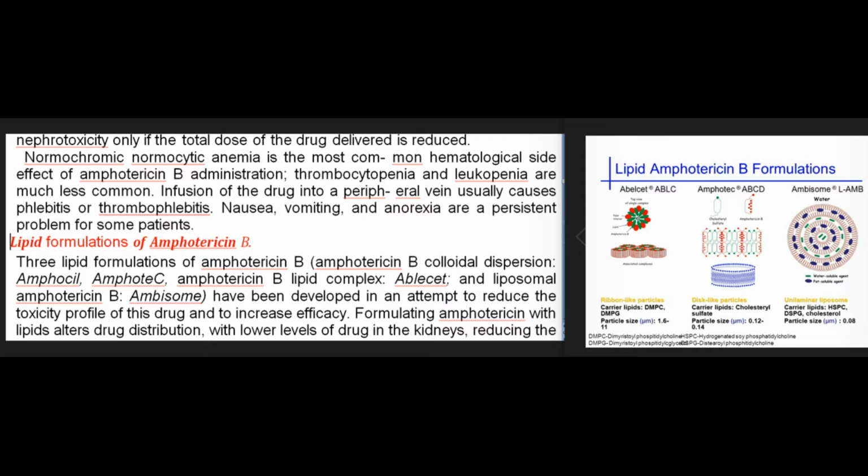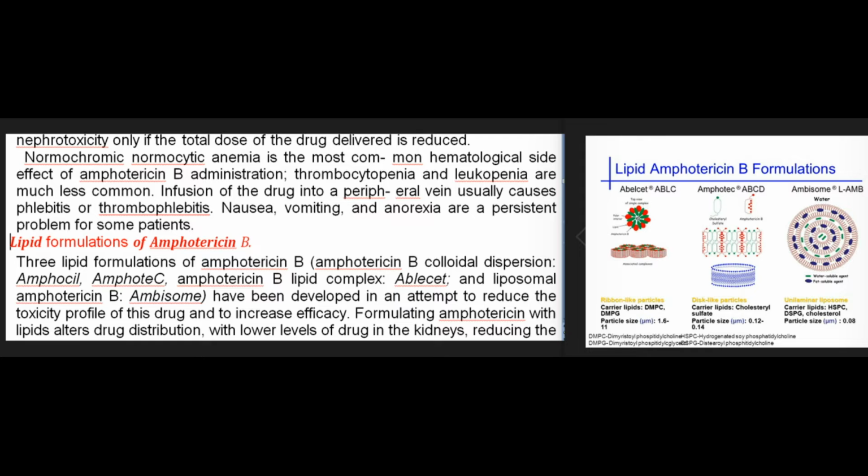Lipid formulations of amphotericin B. Three lipid formulations of amphotericin B: amphotericin B colloidal dispersion, Amphotec; amphotericin B lipid complex, Abelcet; and liposomal amphotericin B, AmBisome, have been developed in an attempt to reduce the toxicity profile of this drug and to increase efficacy.